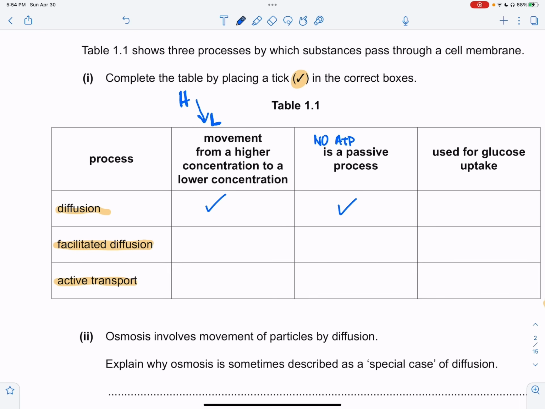Not used for glucose uptake. Glucose is much too big. So diffusion is just for gases coming into and out of the cell. Things that are small. Facilitated diffusion. This is like helped diffusion.